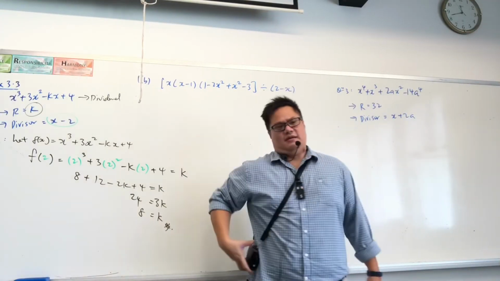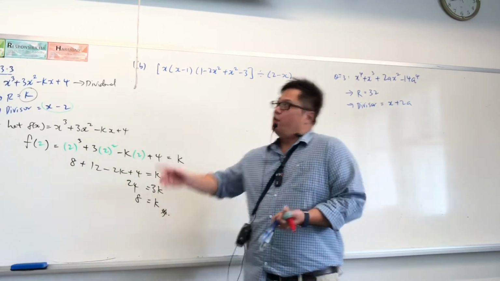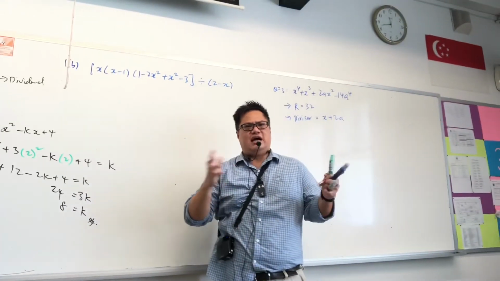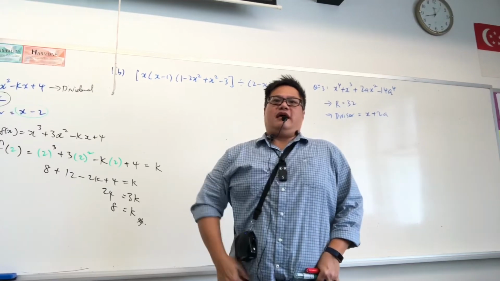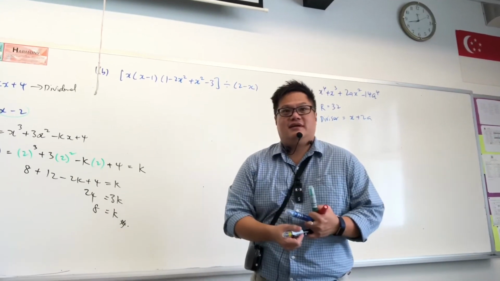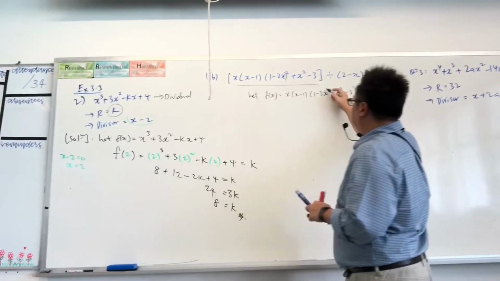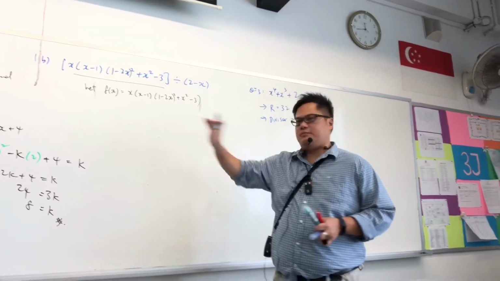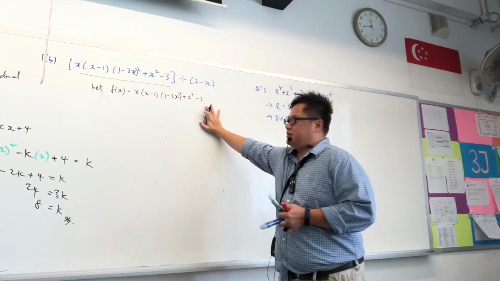Question 1 part b. How do you find the remainder when your dividend is divided by 2 minus x? Wow, how to do? So always remember, the trick is let your f(x) be what? The dividend, my dear, dividend. Now this is my f(x). So let it be my dividend. Always have the dividend be f(x), okay?